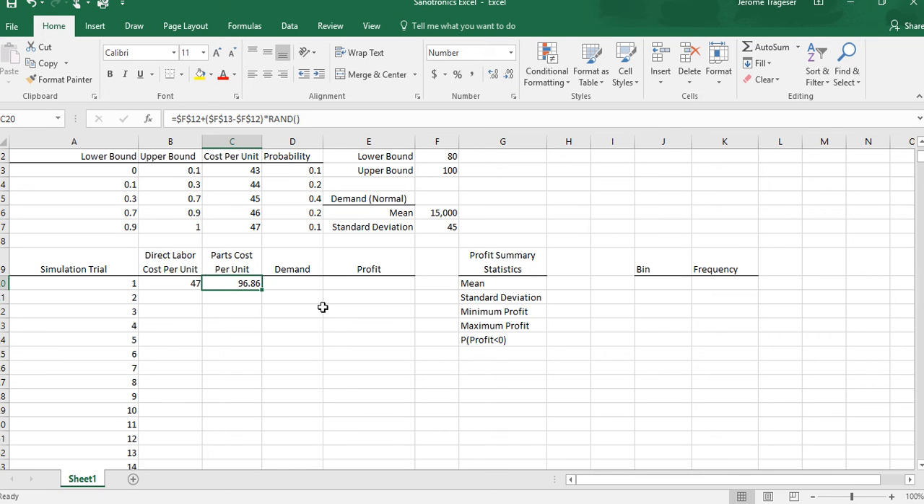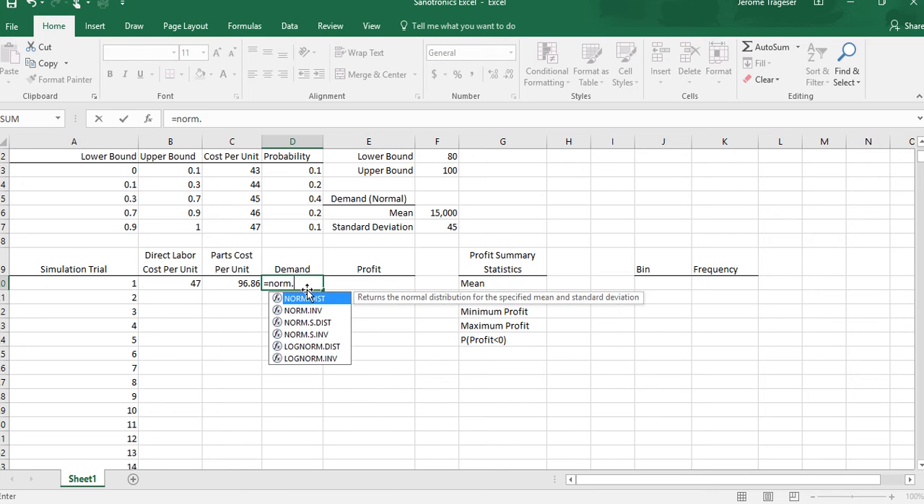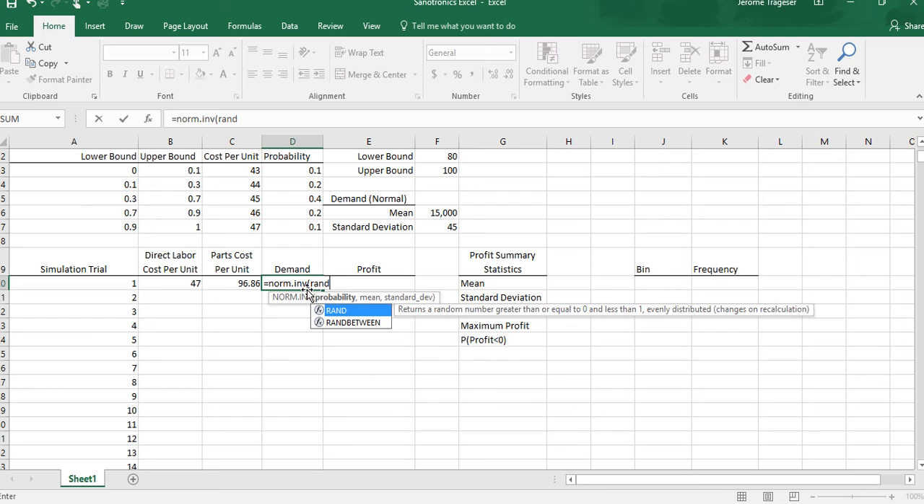But now we're going to look at our demand, and we're told that demand is defined in the text as following a normal distribution, and we want to use the normal inverse function, which effectively returns the value of the area under the curve. So we're going to again use that norm.inverse function, and so we'll enter equals norm.inv, and we want random. And we know our mean is 15,000, comma, our standard deviation. Again, these should be absolute cell references.